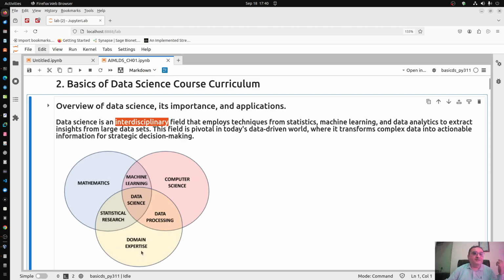Computer science, domain expertise. Now looking at this, it looks like, do I need to have a PhD in mathematics? Then the answer is no. For this course, only ordinary linear algebra, probability, and some basic level of calculus will be required. And whenever they will be required, we will be introducing and explaining them in detail. So this course assumes that there is no prerequisite.